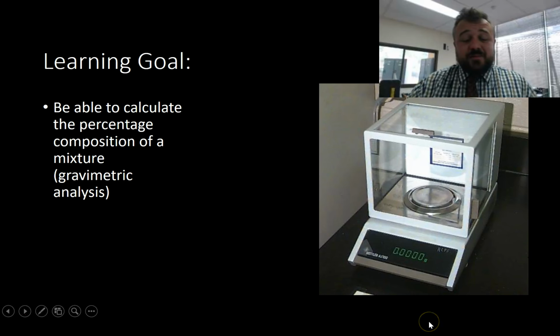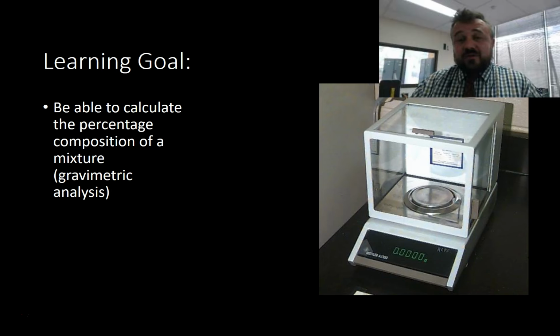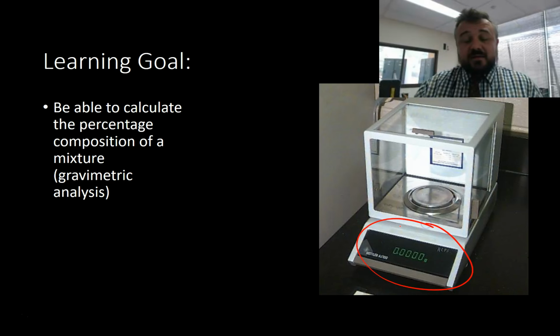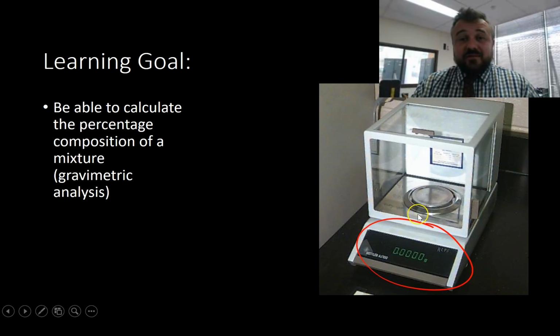Today we're going to talk about a special type of gravimetric analysis, calculating the percentage composition of a mixture. Our learning goal here is to be able to calculate the percentage composition of a mixture. It's pretty straightforward using gravimetric analysis. And we can see just here we have a set of scales with a very high level of accuracy, which means we've got a high number of significant figures to work with.